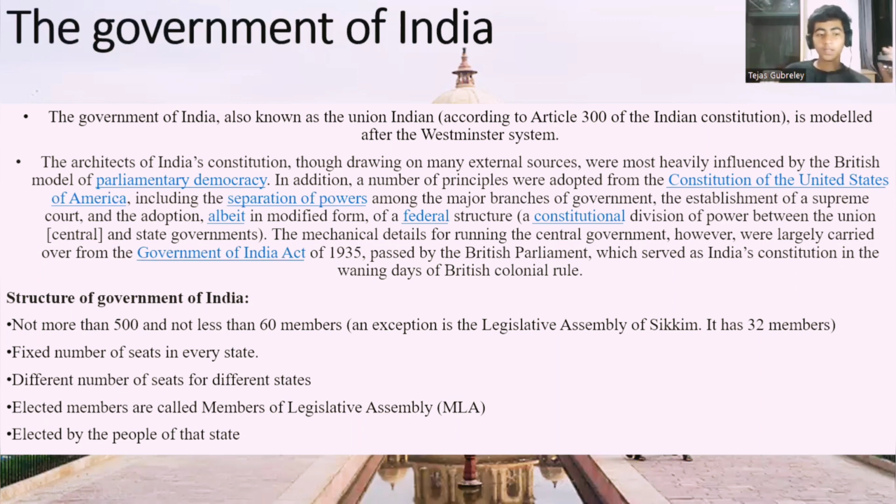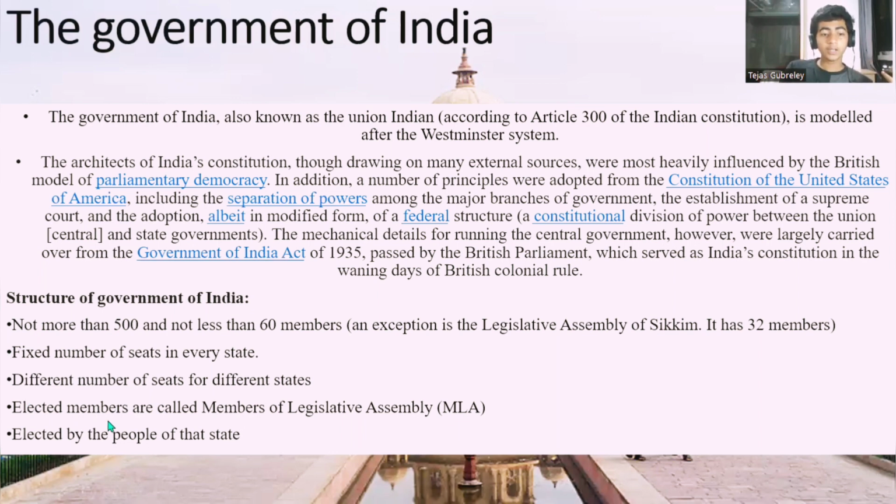Like if there is BJP in UP and MP, they have the same number of seats. But if there is TMC in Kolkata and BJP in UP, they have different numbers of seats as per the parties.